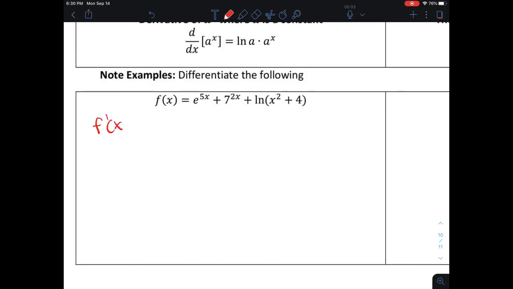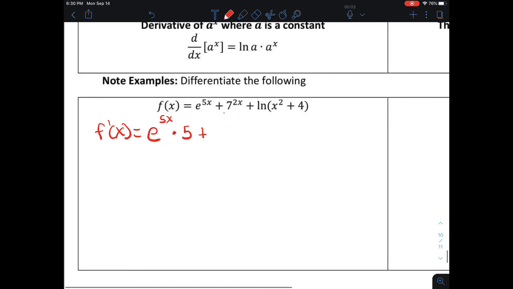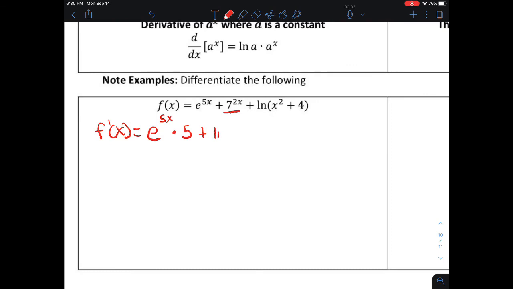So the derivative of f would be, in this case, so I have e to the 5x, and I'm not going to use U-substitution here. The derivative of e to the 5x is going to be e to the 5x times the derivative of 5x, which is 5. Then I have plus the derivative of 7 to the 2x power, which is going to be the natural log of 7 times the original problem, 7 to the 2x power, times the derivative of the exponent, which is 2.